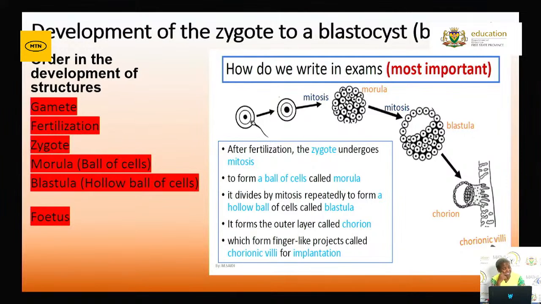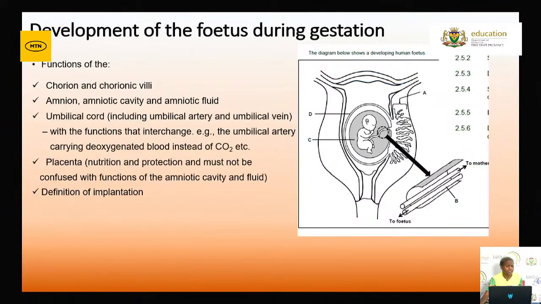And then the blastula will form the outer layer called the chorion, which will form the finger-like projections called chorionic villi, and for what? For implantation. And then other things which are very important under the development of the fetus during the gestation period. Please remember the functions of the chorion, chorionic villi, amnion, amniotic cavity, amniotic fluid, umbilical cord, including umbilical artery, umbilical vein, and their functions in the interchange.